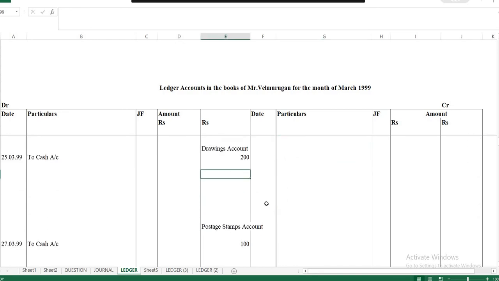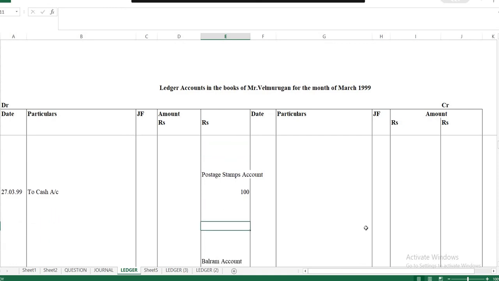For the drawings account, similarly 200 here, 200 here, the difference is 200, by balance carried on, 31st March. Again brought on 1st April, to balance brought down 200. Okay, postage stamps again 100 rupees, 100 rupees, by balance carried on 100, 31st March, again brought down 1st April, to balance brought down 100 rupees.